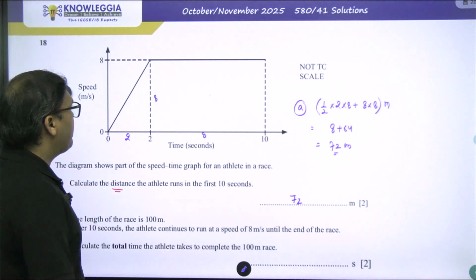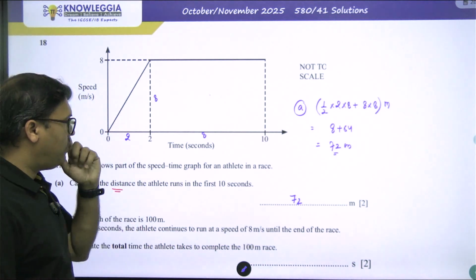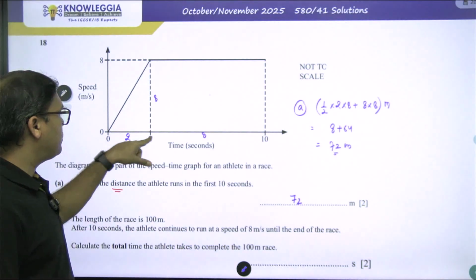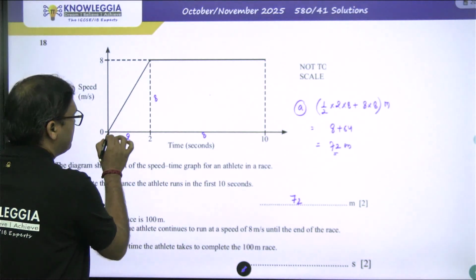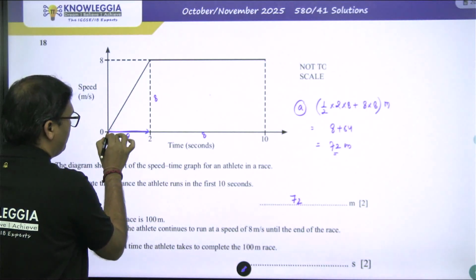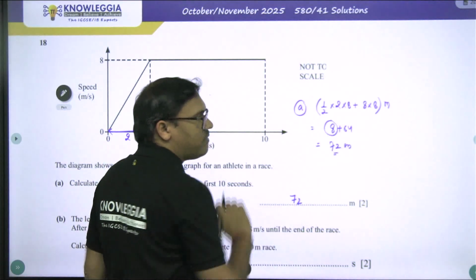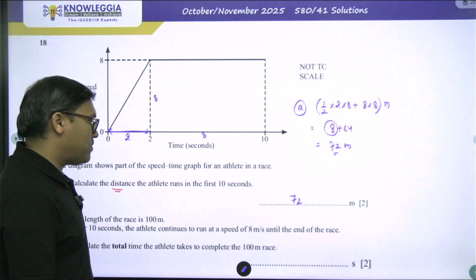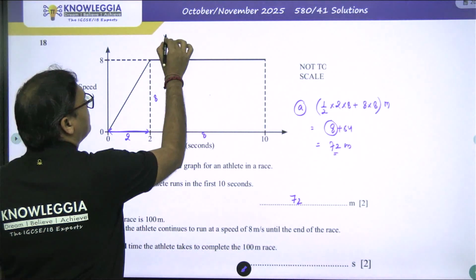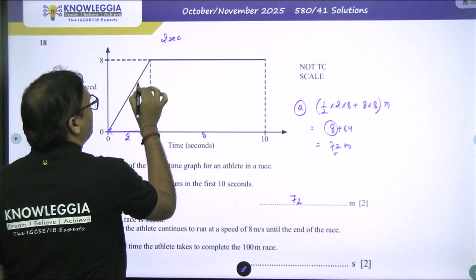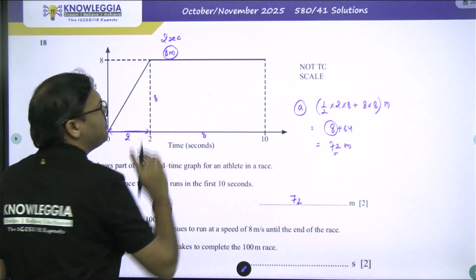Okay. So first, he completed how much? In 2 seconds, how much distance did he cover? Let's see what is the distance covered in 2 seconds. 8 meters, right? So for 2 seconds, it is 8 meters. I hope this is clear.